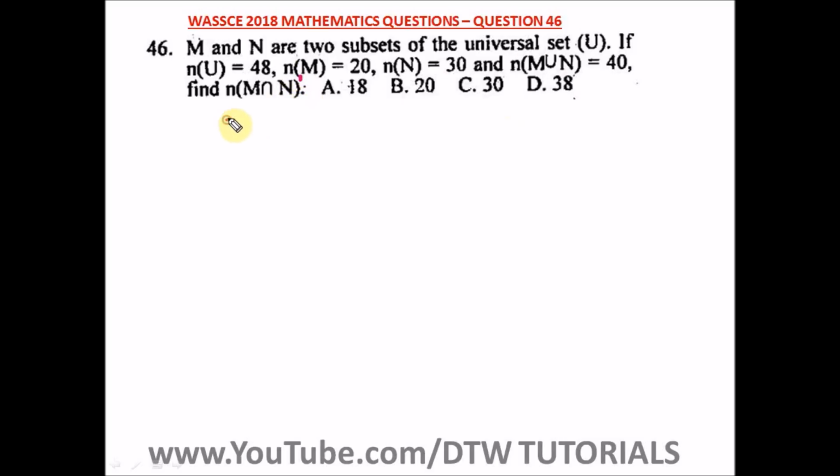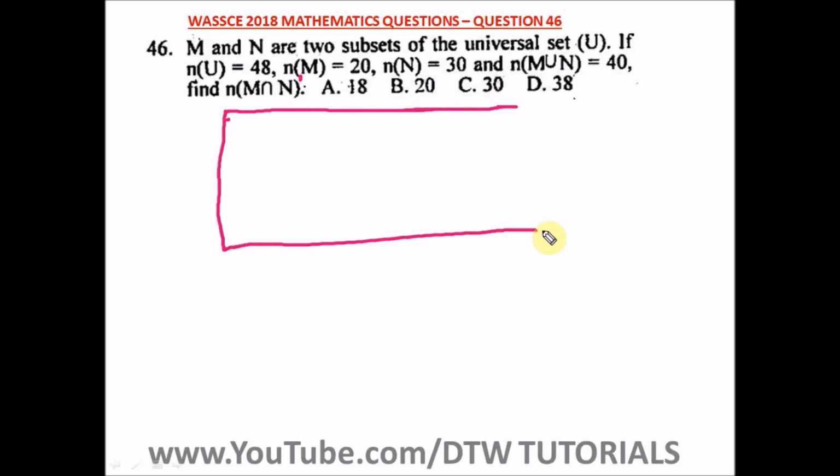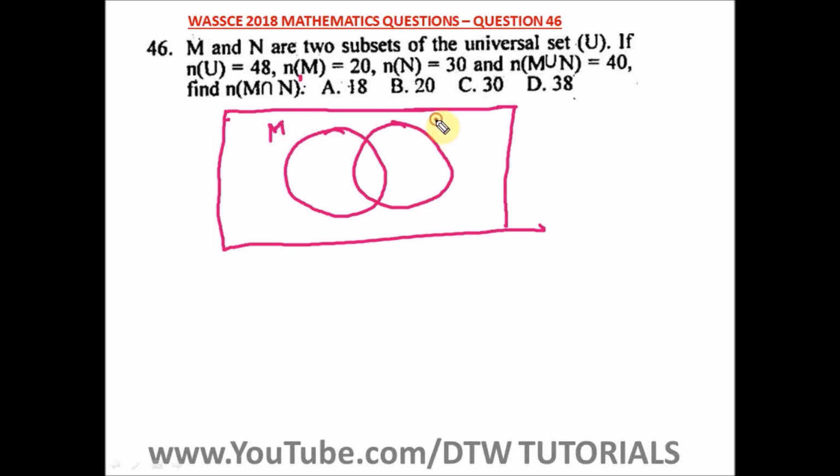So from here, let us interpret this by drawing our Venn diagram. We have to first interpret the question before we move forward. Since there's an intersection here, it means the two subsets intersect. So we have here M and we have N. And since we are not told the intersection, let us just give the intersection of the two subsets the value x, because it's our unknown.